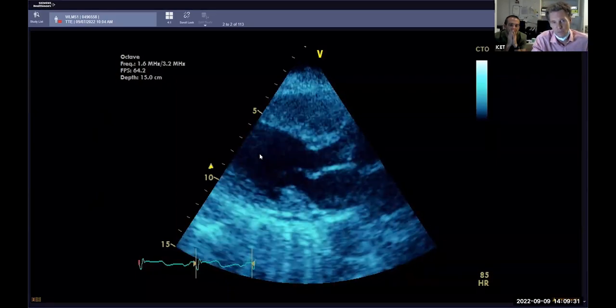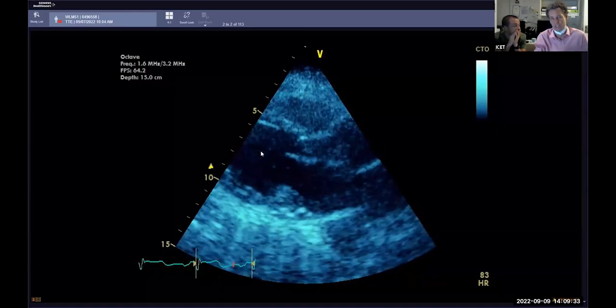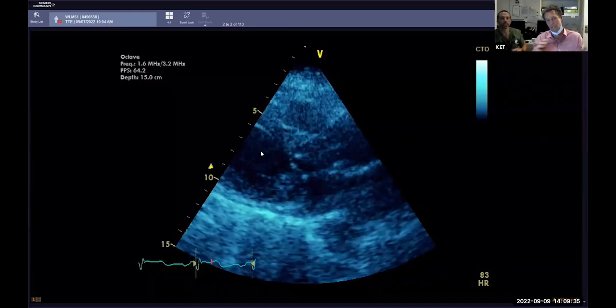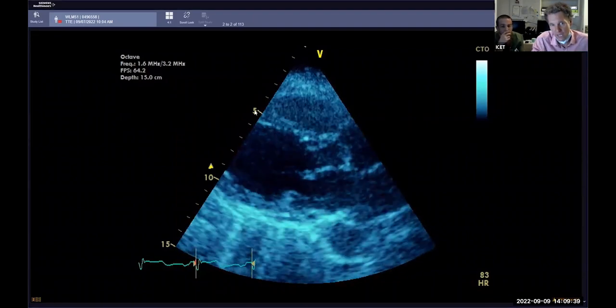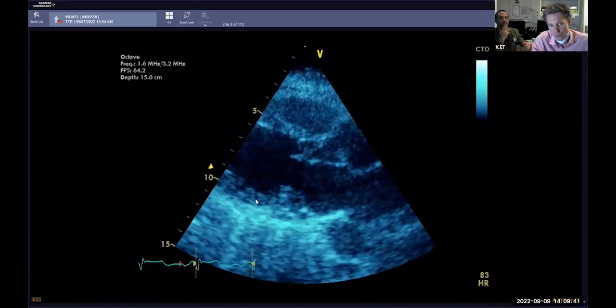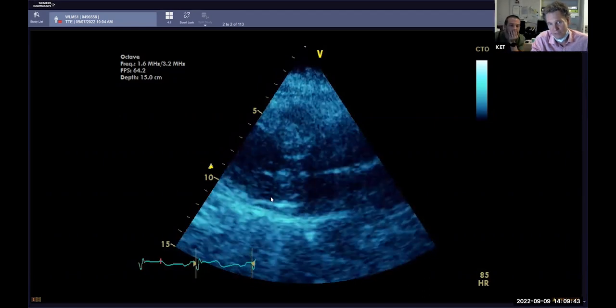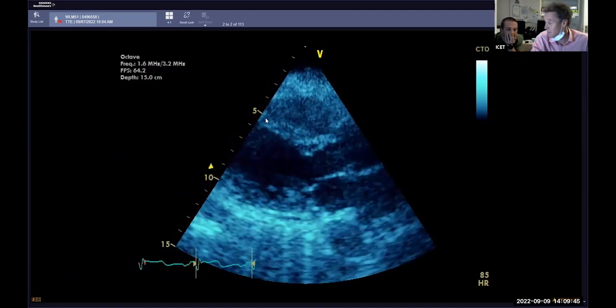So maybe we'll just stick first of all with the regional wall motion abnormalities. So what walls are we looking at here? So I'm looking at the anteroseptal and infralateral walls. Yeah, anteroseptal and infralateral walls, beautiful. And then we've got the basal segments that we can see here and the mid segments that we can see there.